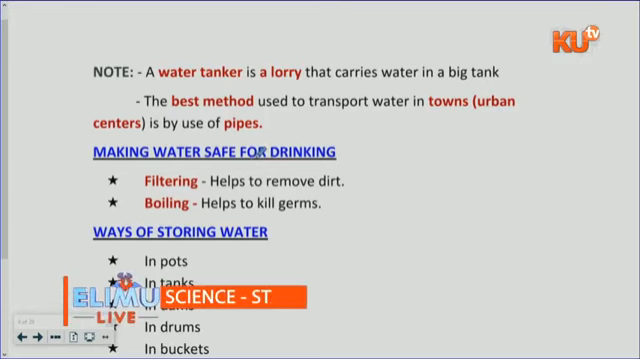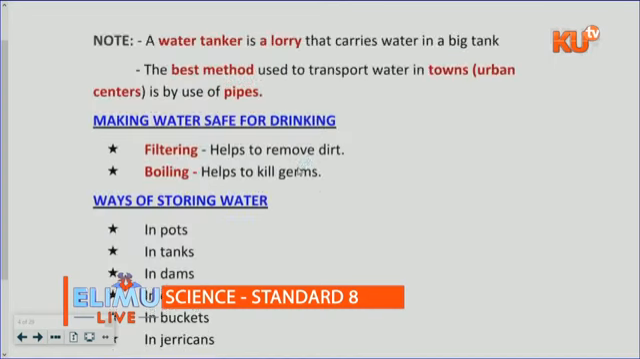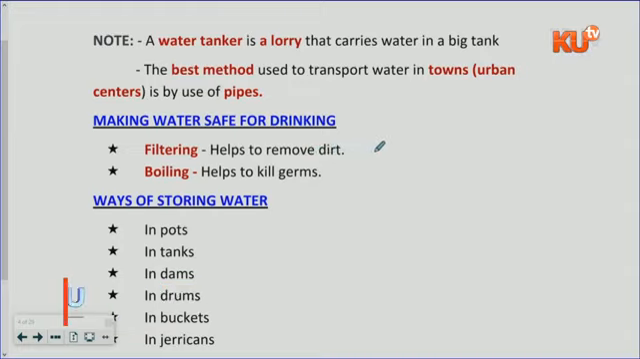In class 2, we learned about ways of making water safe for drinking. There are two main ways of making water safe for drinking. One is by filtering. When you are filtering water, we use a clean white cloth, and then you have a container, and then you need dirty water. Those are the three major materials that we use when filtering water. Filtering helps to remove dirt.